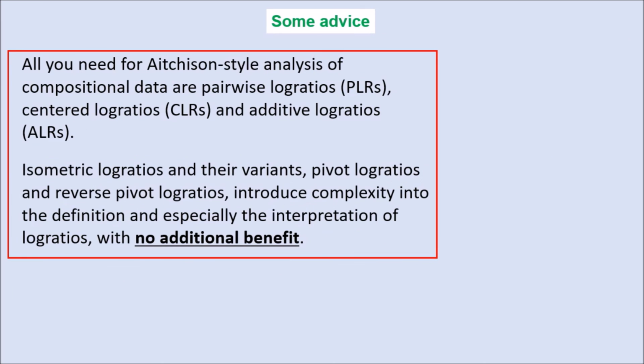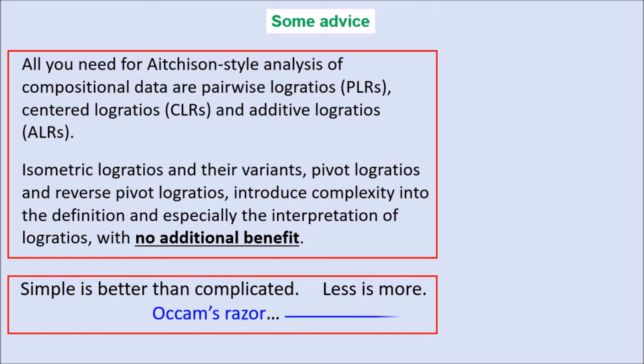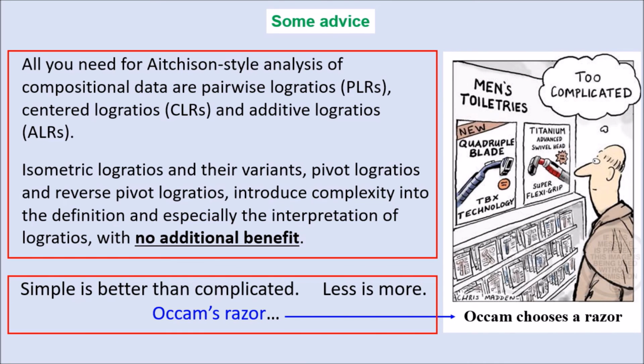And finally, a piece of advice to make your lives easier. I reiterate that if you want to follow Aitchison's style of compositional data analysis, all you need are pairwise log ratios, centered log ratios, and additive log ratios. They solve all your needs. Nevertheless, there is an industry to create more complicated log ratios using ratios of geometric means. But I can assure you that they only introduce complexity into the interpretation without giving any additional analytical benefit. Remember that simple is better than complicated. Less is more, and especially remember Occam's razor.